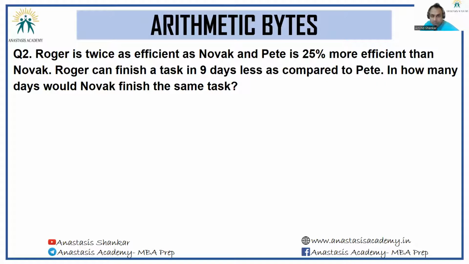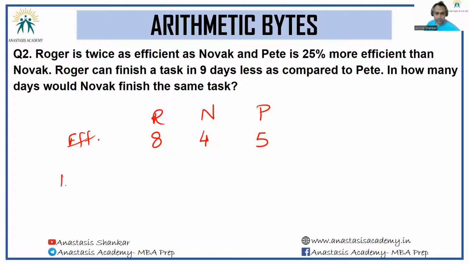Roger is twice as efficient as Novak, and Pete is 25% more efficient than Novak. Okay. So Roger, Novak, Pete. So if Novak was working at the rate of 4, Roger is working at the rate of 8, and Pete is working at the rate of 5. These are efficiencies. Okay. Roger can finish a task in 9 days less as compared to Pete.